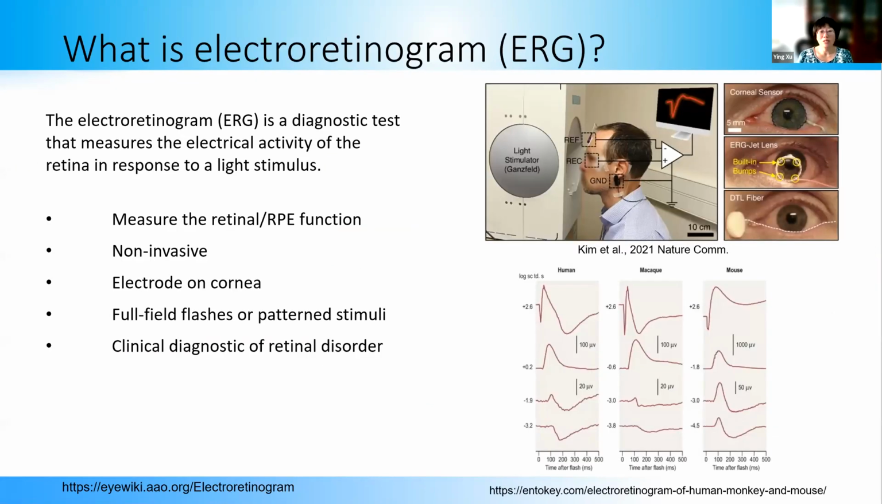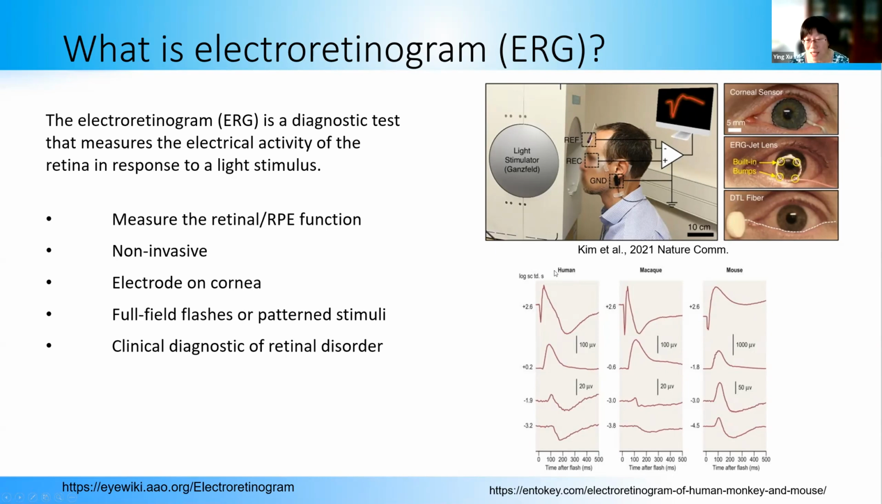So what is electroretinogram, short for ERG? ERG is a diagnostic test that measures the electrical activity of the retina in response to light stimulus. So here is a typical setup for a clinical ERG test. There is a Ganzfeld light stimulator in a ball-like shape, and the patient sits in front of the stimulator, and on his cornea there's the electrode. There's a corneal electrode that records the light response from the retina, and then a reference and ground. The signals are picked up by the amplifier and sent to a computer. And so the waveforms of the retinal response to a stimulus can be recorded.